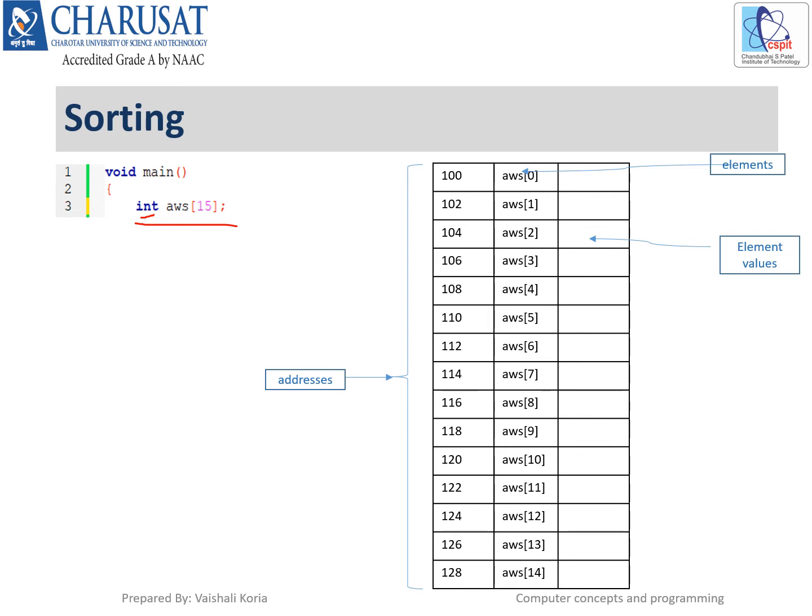So here the array is declared and this is the memory image. All the elements are shown. The first element is AWS[0] and the last element is AWS[14], so total 15 elements. These are the memory addresses: if the memory allocation has started from 100, then the next element would be at 102, then the next at 104, like this. Because it is integer and we have assumed that an integer takes 2 bytes to store the value in memory. And in this place we can place the actual value of the element. So this is the first step.